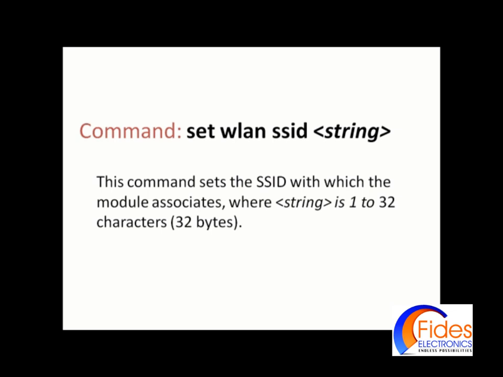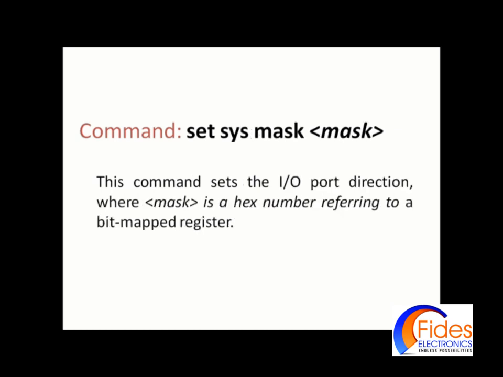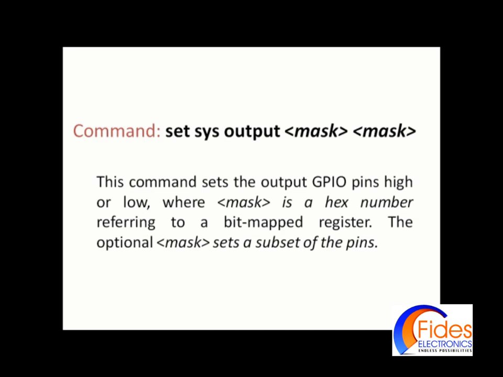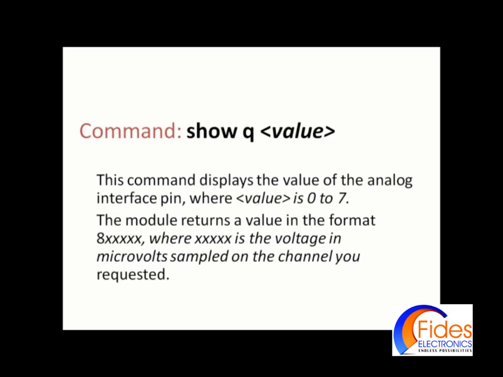Set WLAN SSID to set the network name. Set sysmask. Set the IO port directions. Set sys output. Sets the GPIO pins value. Show Q reads the analog channel.